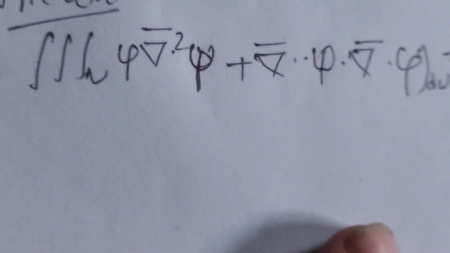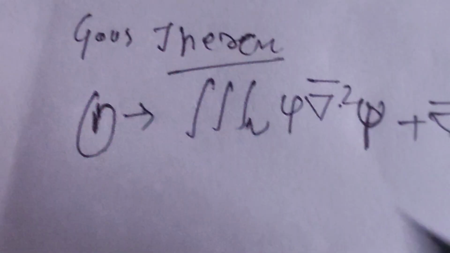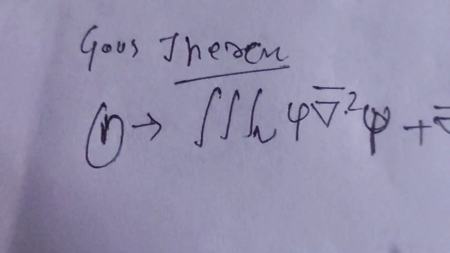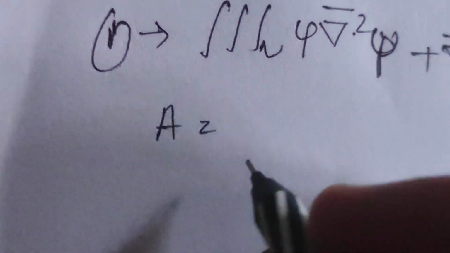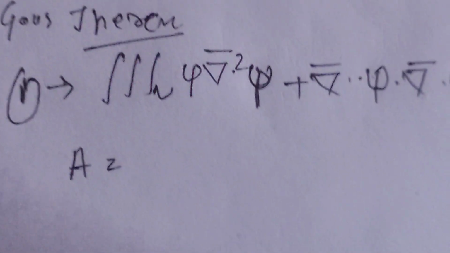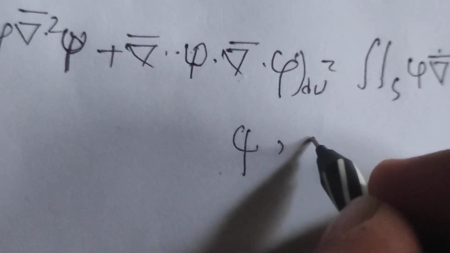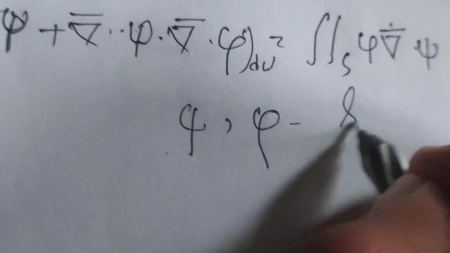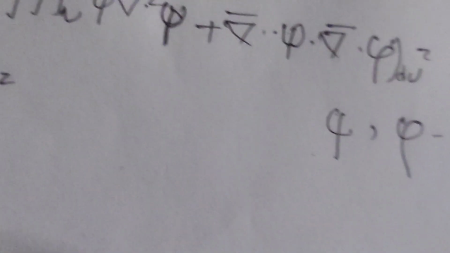So let's prove this. We already know the Gauss theorem. Now let's see how to solve it. First of all, we talk about some important things. Here psi and phi are both scalar functions. What a vector and a scalar function are, we will talk about in the next video.